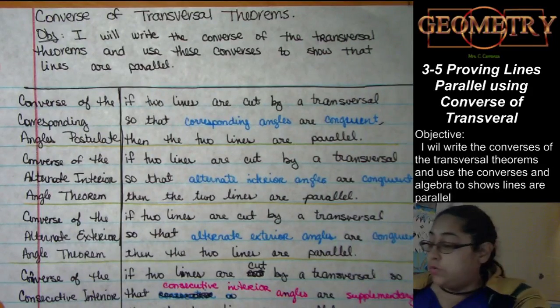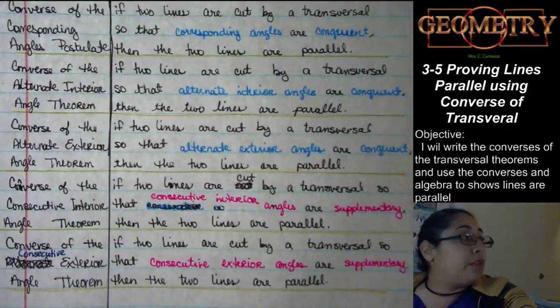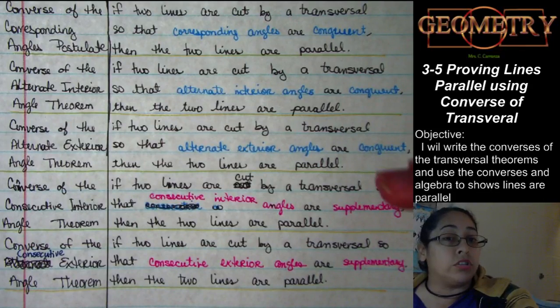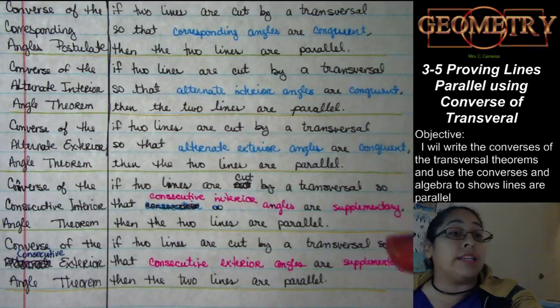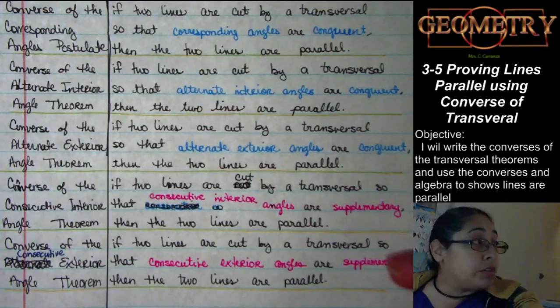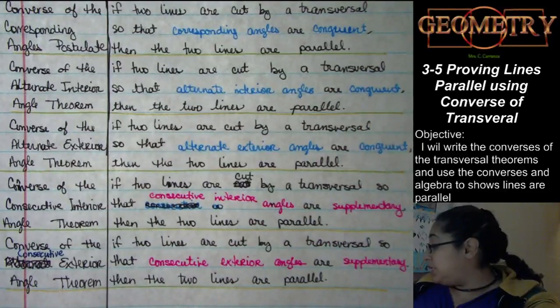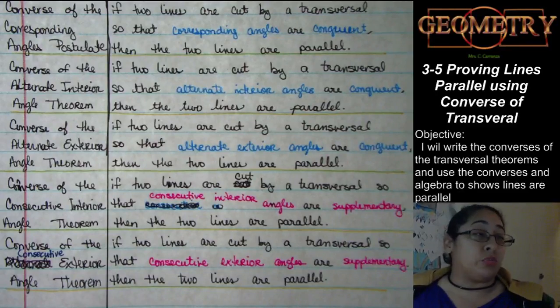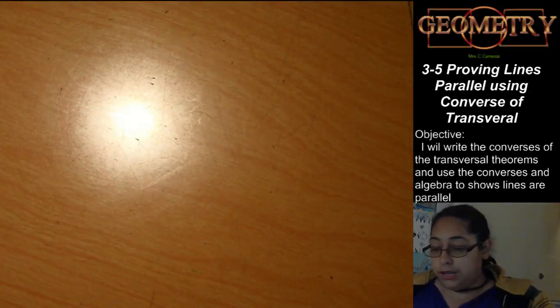Okay, so notice that we have the same kind of setup from last time. We have corresponding, alternate interior and alternate exterior being the congruent ones, and consecutive interior and consecutive exterior being the supplementary ones. So we're going to be referring back to this as we're doing the examples on the study guide in order to help explain why we're setting up our algebra equations the way that we are. So off to the side and to our study guide.